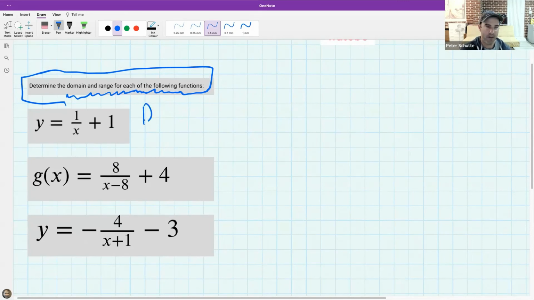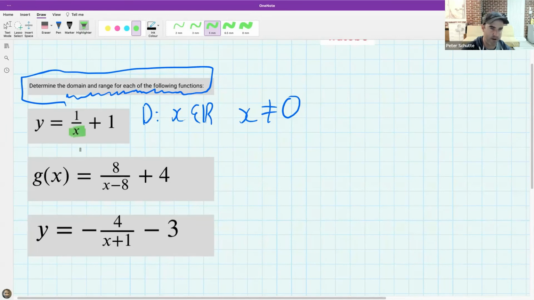So the domain of this first one is x can be any real number, but x cannot be equal to 0. And the reason why x cannot be equal to 0 is because there would be division by 0 over here. The range would be y can be any real number, but it cannot be equal to 1 because the 1 would be the y asymptote, which is this 1 over here.